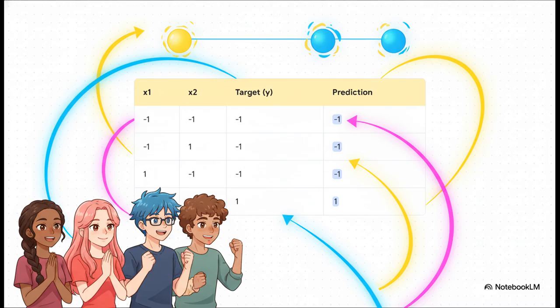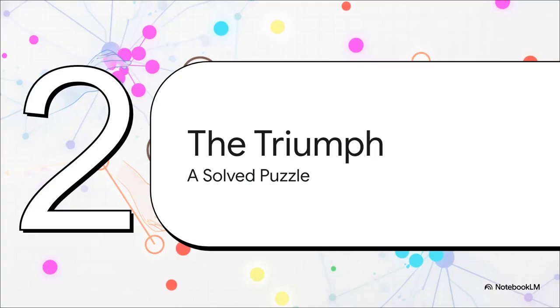First case, it gets it right. Second case, correct again. Third one, yep, nailed it. And the last one, perfect. It got every single prediction right this time. No mistakes at all. And there you have it. It did it. All it took was making one little mistake and adjusting itself just that one time. Because it made no mistakes on this second pass, its learning is officially complete. It has successfully figured out the logic of the AND gate.